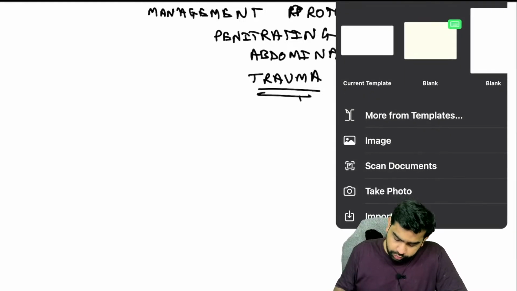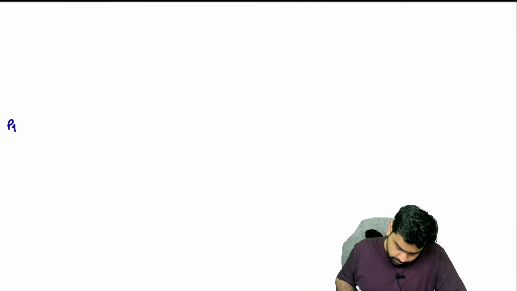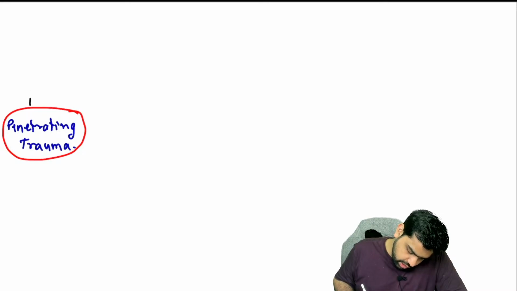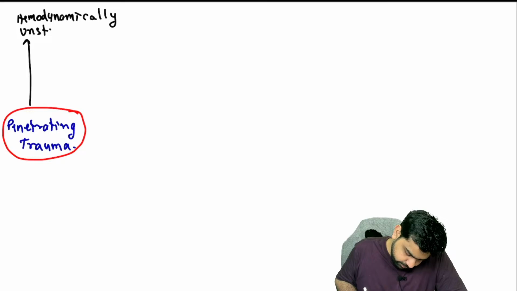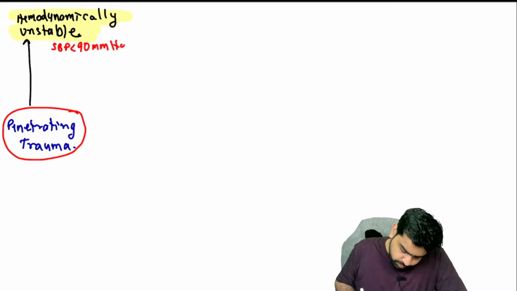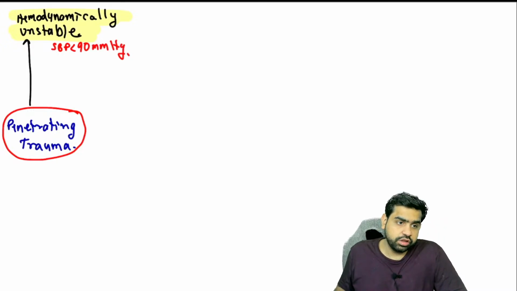Whenever you have a patient with penetrating trauma, the first thing you have to look for is whether the patient is hemodynamically stable or not. You have to look for whether the patient is hemodynamically unstable. And what was the definition of hemodynamically unstable? The definition was that the systolic blood pressure is less than 90 millimeters of mercury.